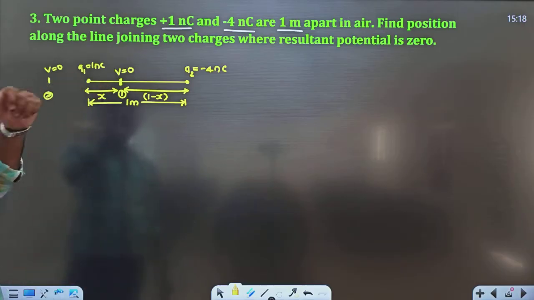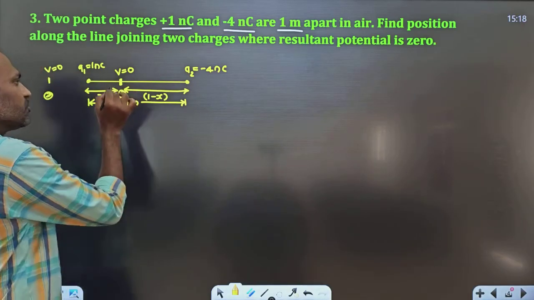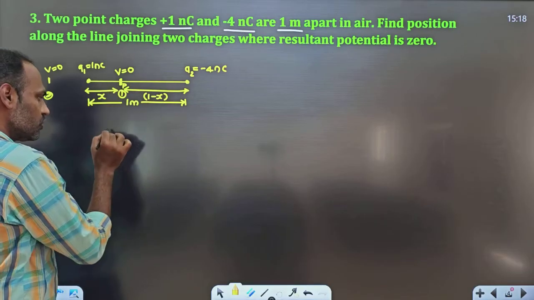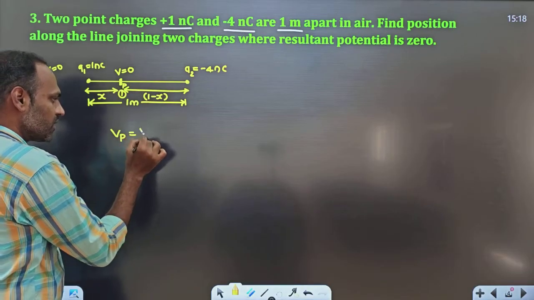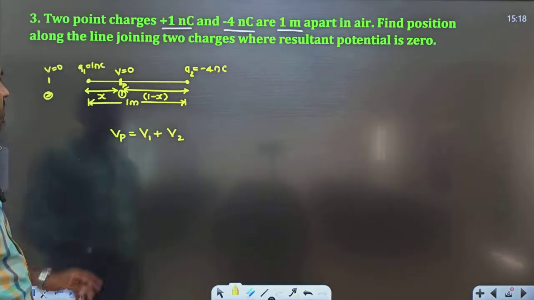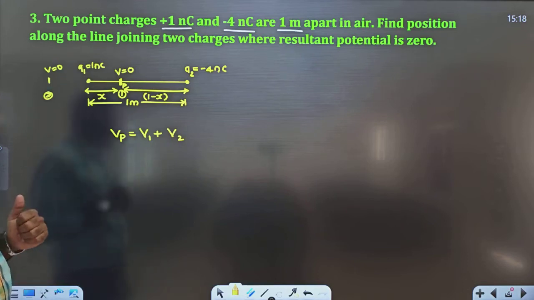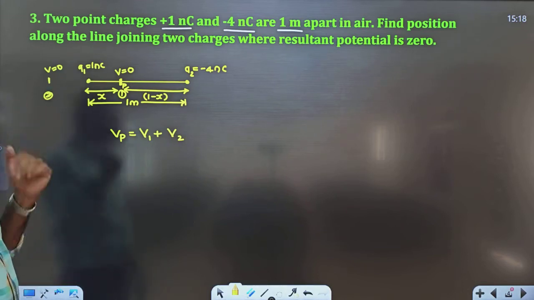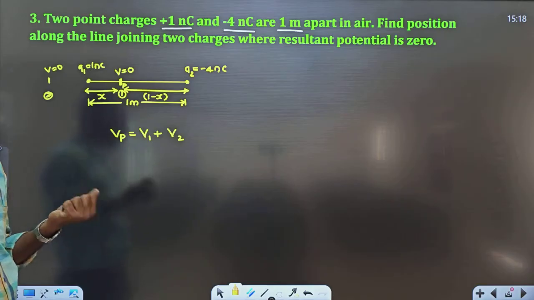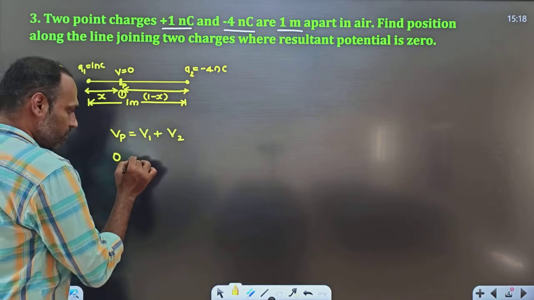Okay, so you know the potential at this point is 0, they say. Now look, at this point, I will call that point p. So potential at point p is equal to potential due to first charge plus potential due to second charge. There are two charges, hence there have to be two potentials at that point, correct? Because there are two charges; if there were 3 charges, there would be 3 potentials. Okay, so potential at point p is 0, this is already known.